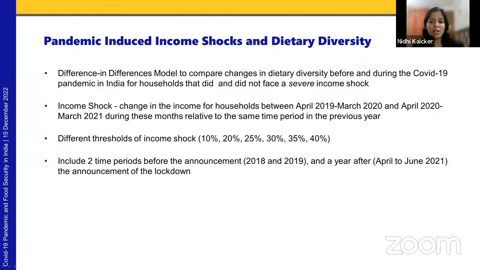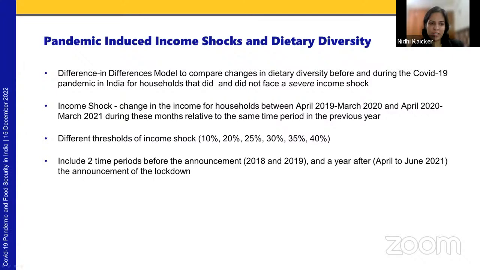To measure the income shock, we use monthly total income data for the households for the year April 19 to March 20, that is 1 year before the pandemic, and April 20 to March 21. It actually coincides with the financial year, but we use these months because April 2020 is when the lockdown essentially was there, and therefore we choose April to March instead of the calendar year. So we calculate the change in the income of the households during these months relative to the previous year.